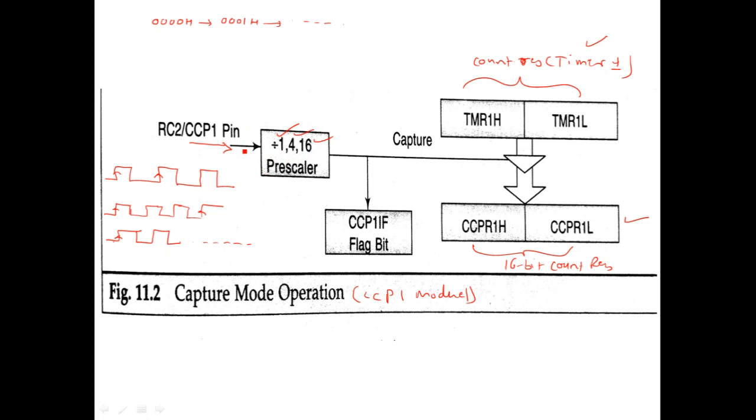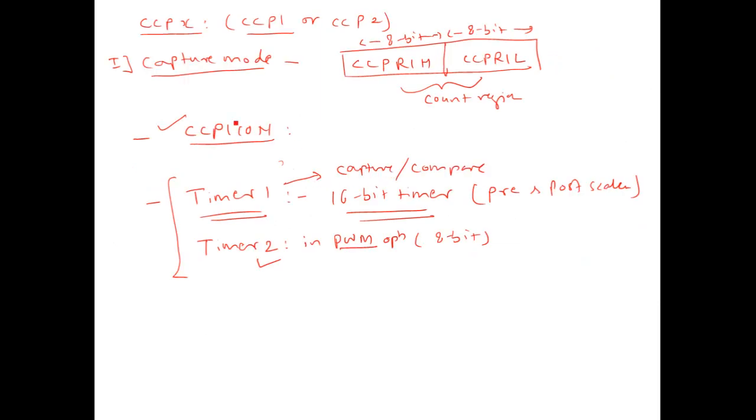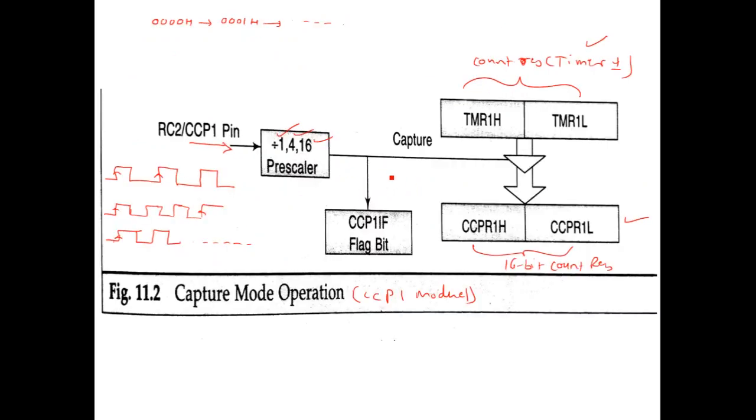All this setting is done by using the CCPxCON register, the CCP1 control register. We'll see the bit pattern of this. With the help of the bit pattern, you can set the required mode of operation, and depending upon that, it will be captured either at every edge, or 4th edge, or every 16th edge. Is it clear? So that is the capture mode of operation.